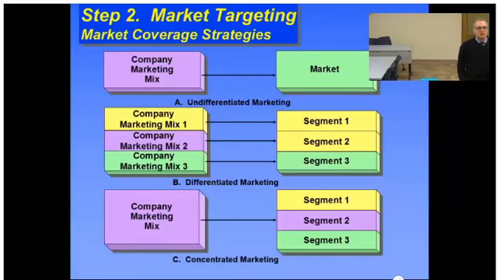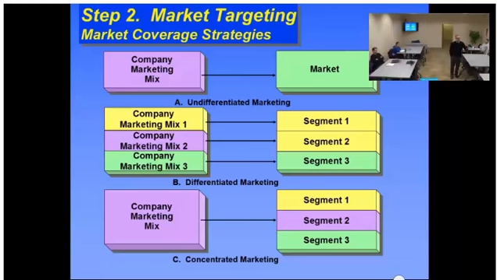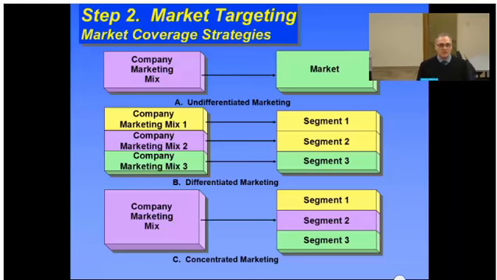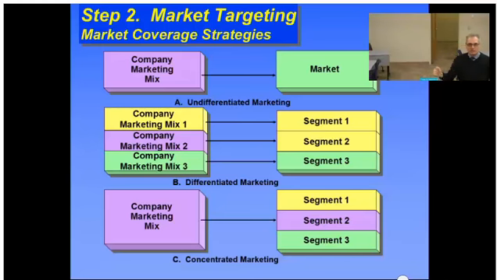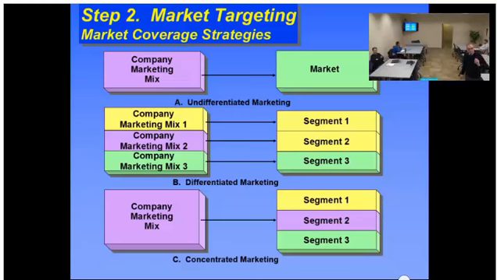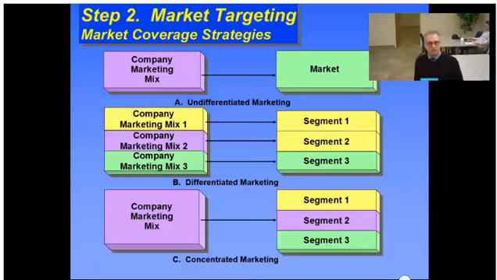All right. Here's some different coverage strategies. Let's go up from the top. Again, company marketing mix. You have one marketing mix, and it serves everybody, undifferentiated. Now you have a differentiated market. You have 3 different marketing mixes serving 3 different segments. And this one, concentrated, you can serve 3 different segments, but not everybody. You're concentrating on certain segments with your one marketing mix.